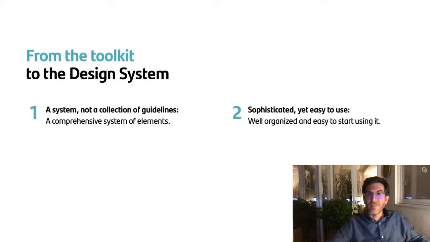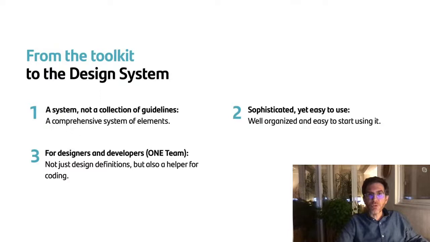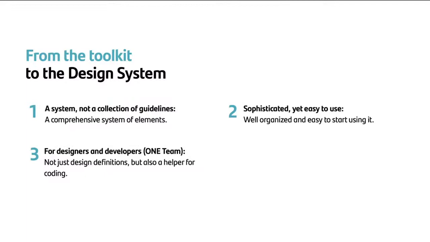It's very hard to add new components or to customize the components in the design system. So from the very beginning, we were very clear that our design system should be really easy to use. The third point is that our design system should be for designers and developers, because we believe that we are just one team. We have to have the tools and definitions for design as well.